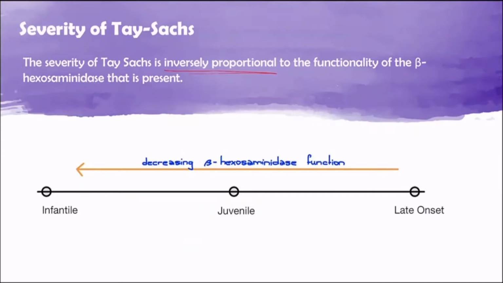With increasing beta-hexosaminidase function, you are closer to the normal person, and if there is decreasing beta-hexosaminidase function, you will have a more severe version of Tay Sachs disease. Therefore, infantile will be worse than juvenile, and juvenile will be worse than late onset Tay Sachs disease. Another way of thinking about it is that a person with infantile Tay Sachs disease will have a much lower beta-hexosaminidase function than someone with juvenile Tay Sachs disease.